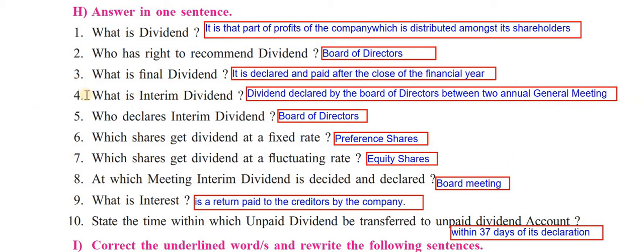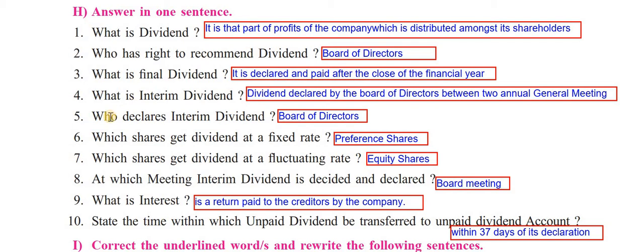Then what is final dividend? It is declared and paid after the close of the financial year. You can write, final dividend is a dividend which is declared and paid after the close of the financial year. Fourth is, what is interim dividend? Interim dividend is a dividend declared by the board of directors between two annual general meetings.